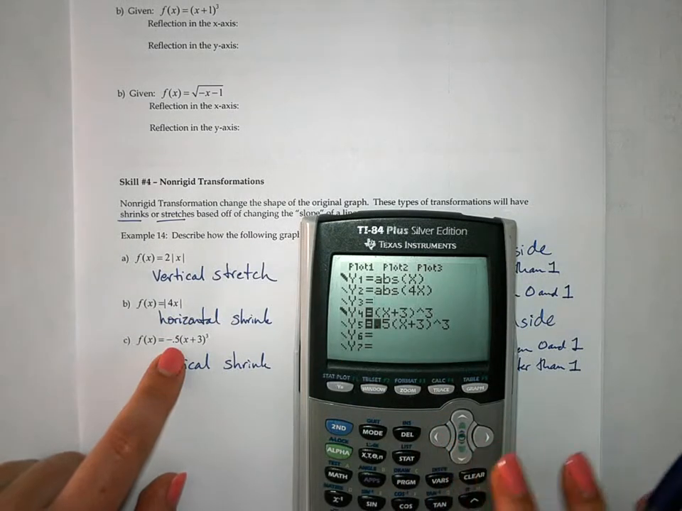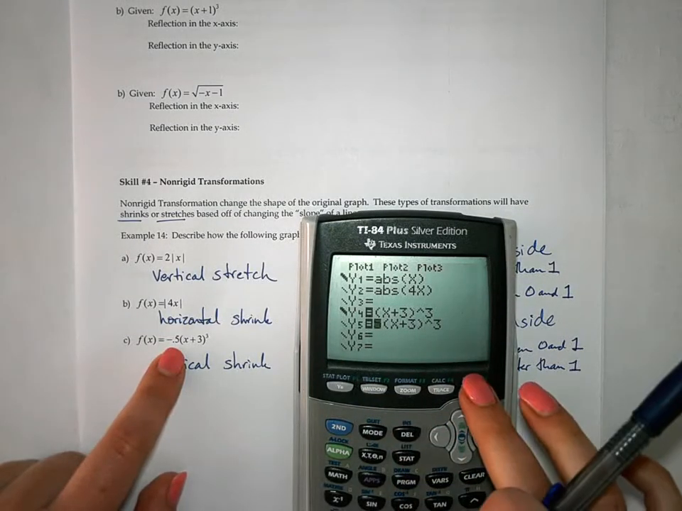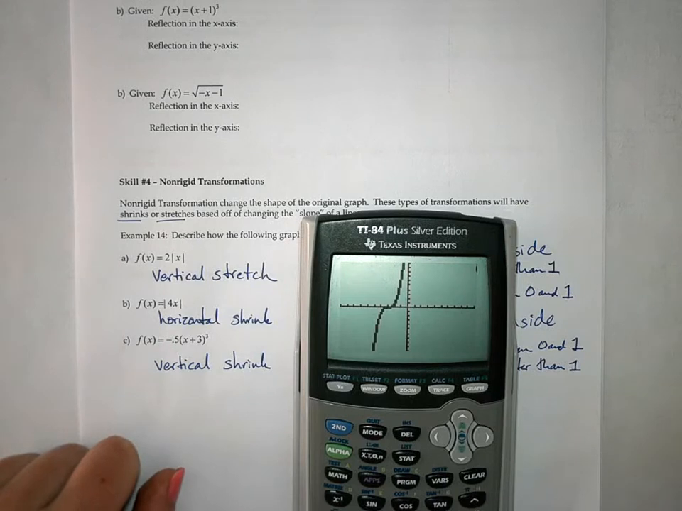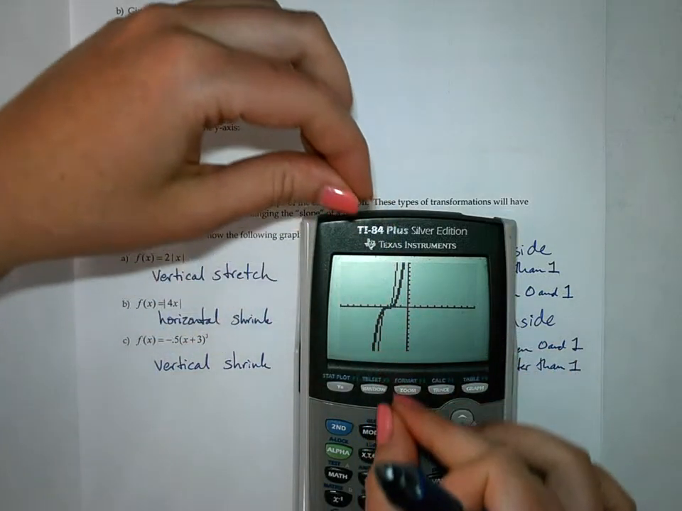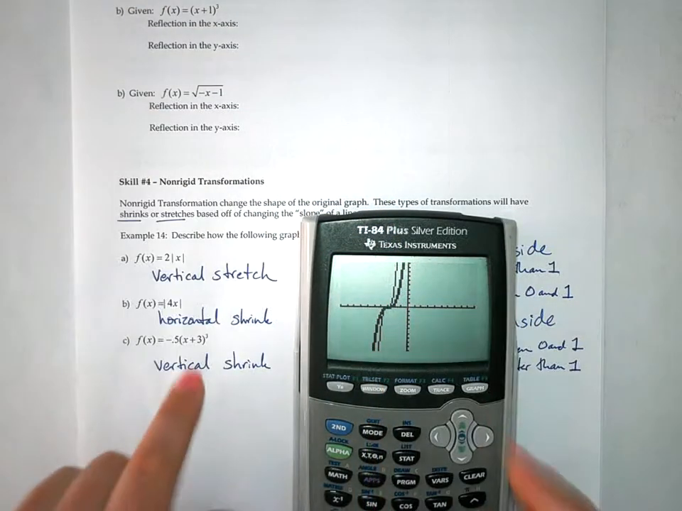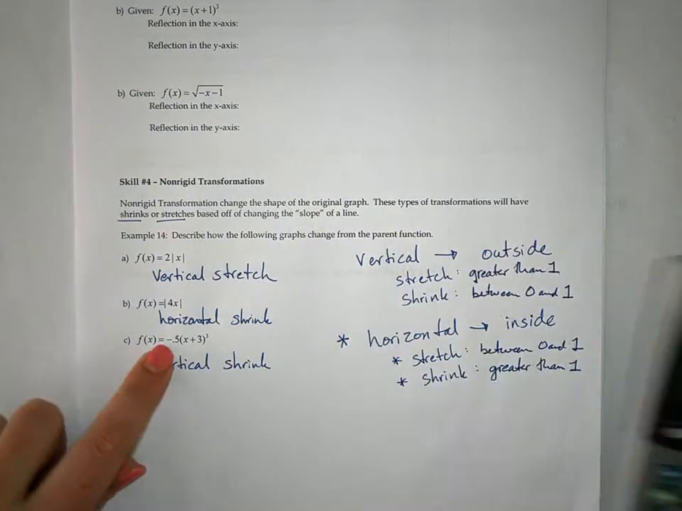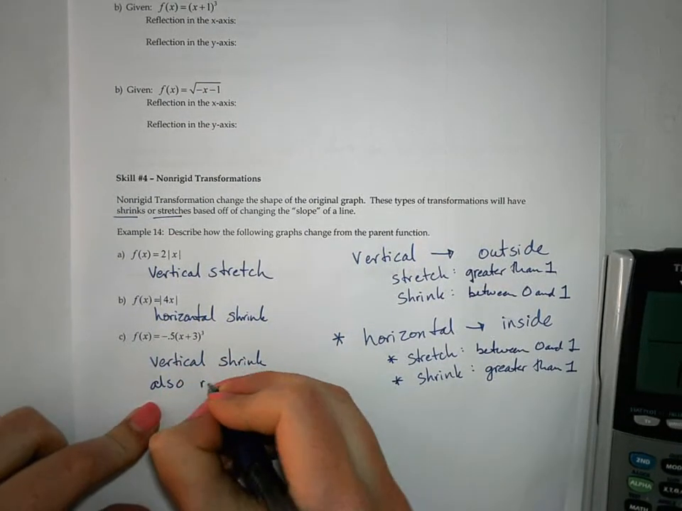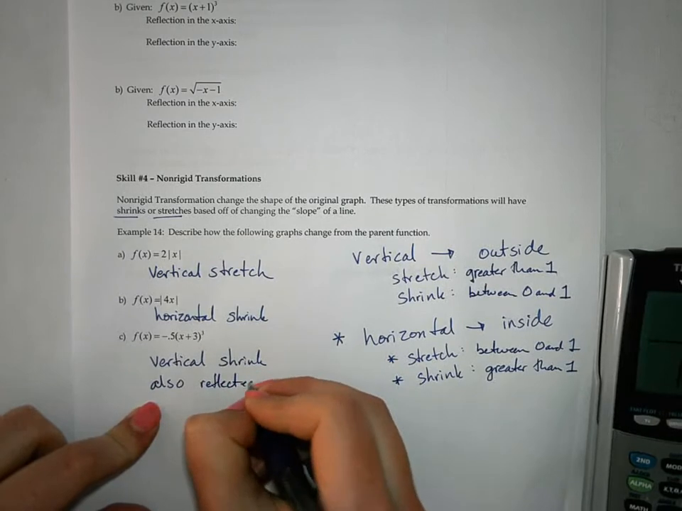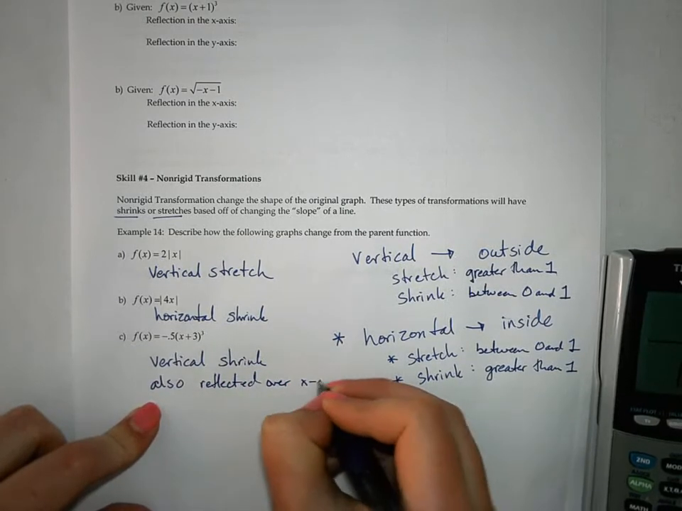Let's say you didn't have the 0.5. Let's say it was just that 5. Again, it's increasing more steeply, so that would be a vertical stretch, pulling it outwards. So that's following our rules of what we think. This one here, because as a negative, remember about reflections, this one would also be reflected over the x-axis.